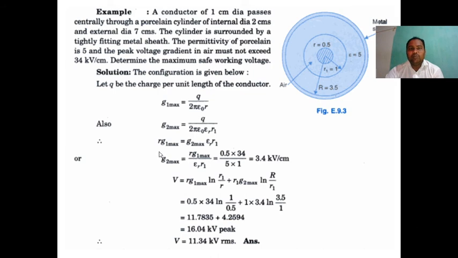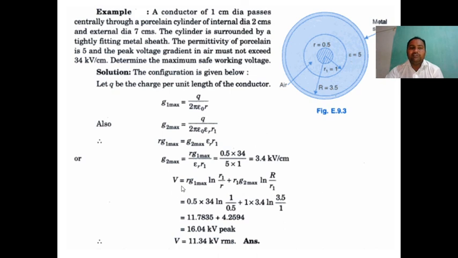So potential gradients are equal. So G1 maximum is equal to G2 maximum epsilon R into R1. The main aim is to achieve uniform electrostatic stress. So from this formula, G2 maximum is G1 maximum by epsilon R into R1. Substitute all the values, we get 3.4 kilovolt per centimeter.